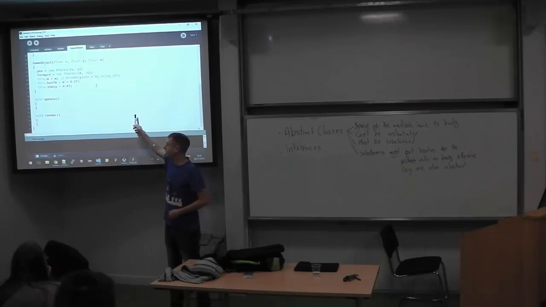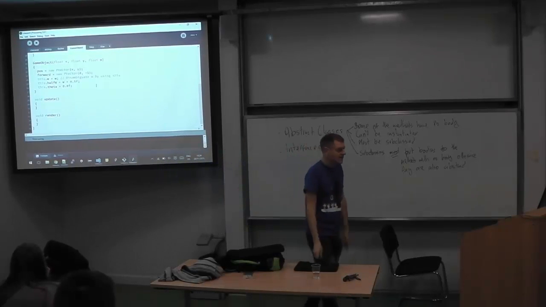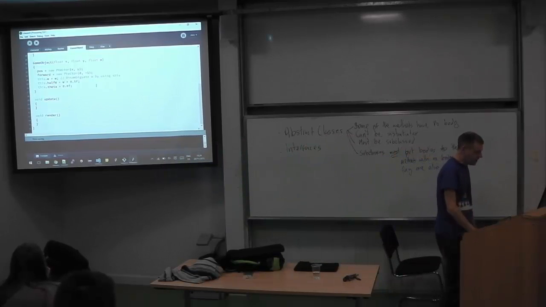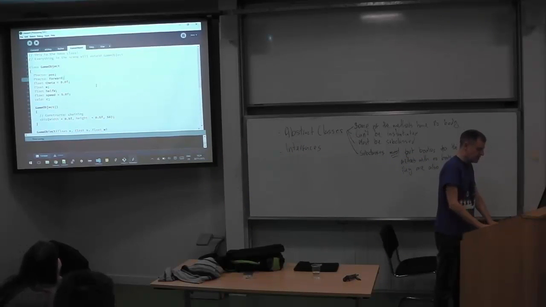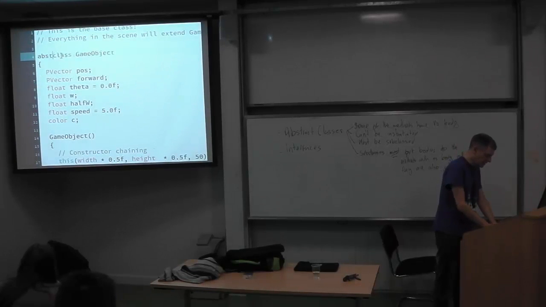So the same thing here. So this is a really good candidate to make an abstract class out of it, right? So let's make an abstract class out of it. And there's just one additional keyword in Java to make something an abstract class. So you go class game object. First thing we do is you put the word abstract.